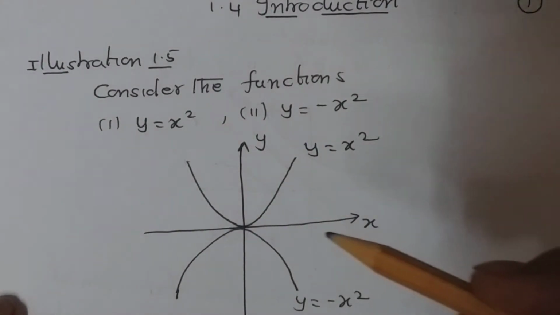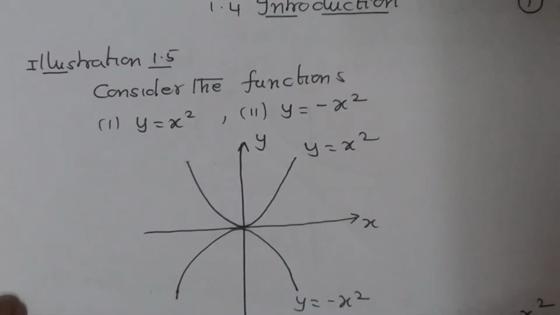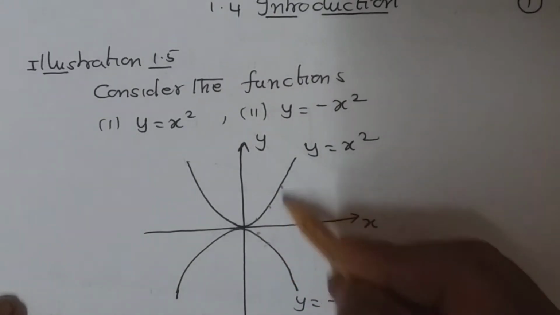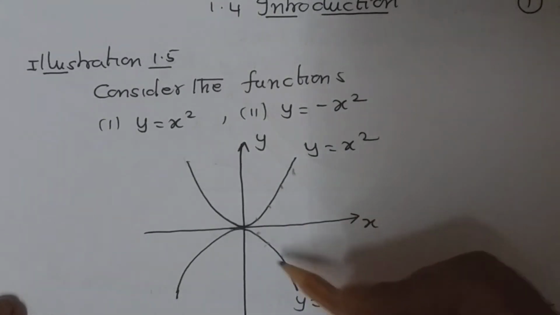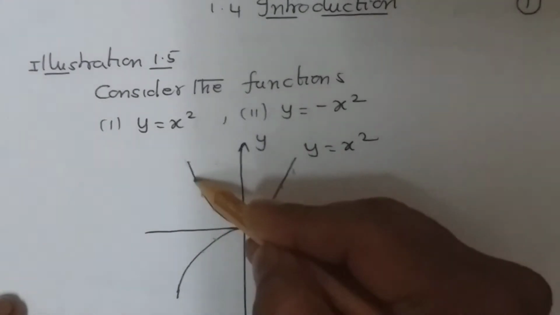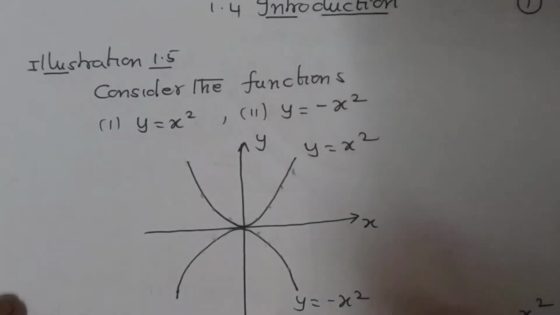புரியுதா? Every point is reflected about the x-axis. இங்கே இருக்கிற பாயிண்ட் இங்கே வரும், like that. Each and every point is reflected about the x-axis horizontally.